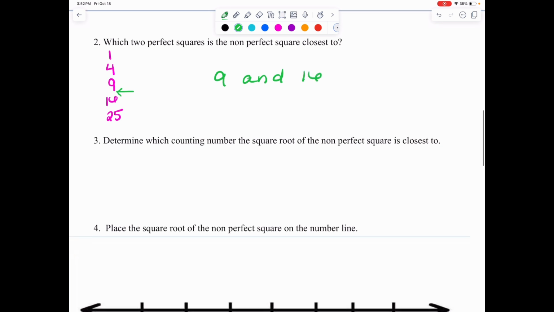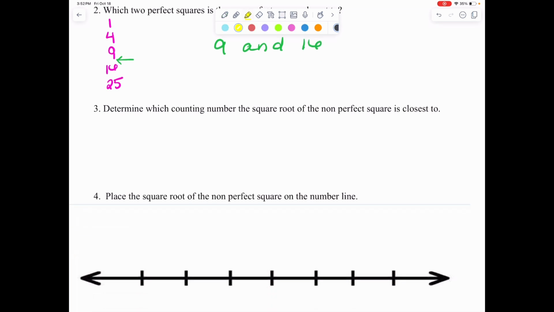Now, the next one says, determine which, this is important, counting number the square root of the non-perfect square is closest to. So if we know the square root of 13 is somewhere between 9 and 16, without using a calculator, is 13 closer to 9 or is it closer to 16?